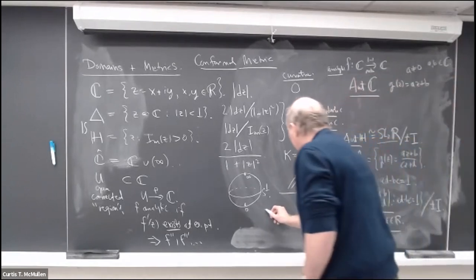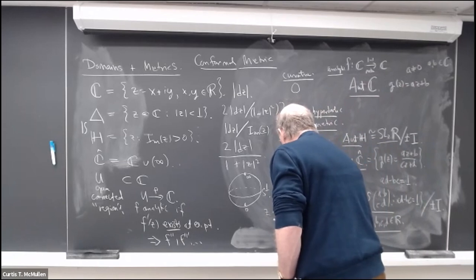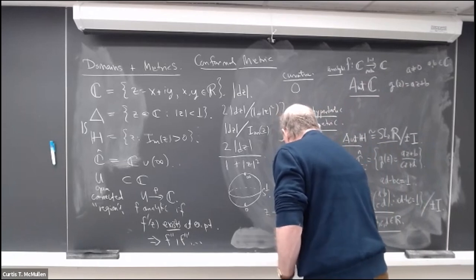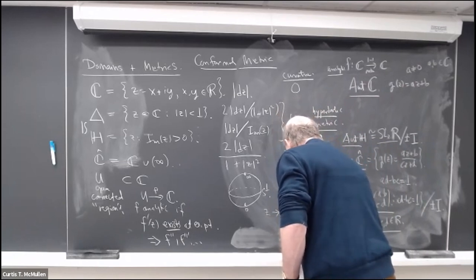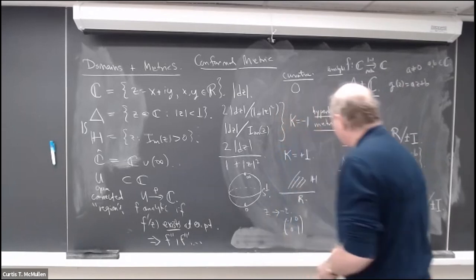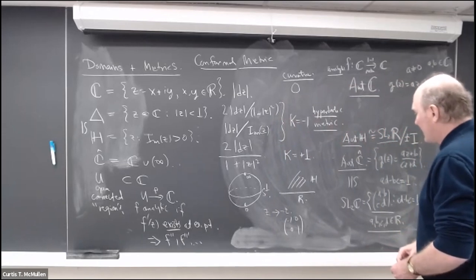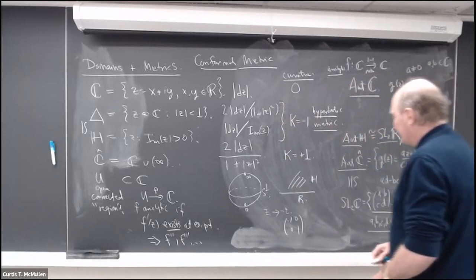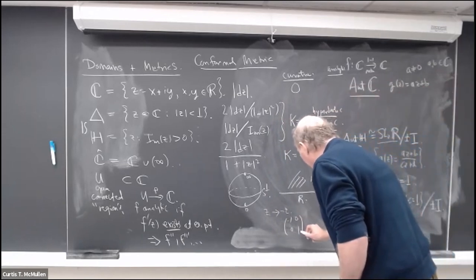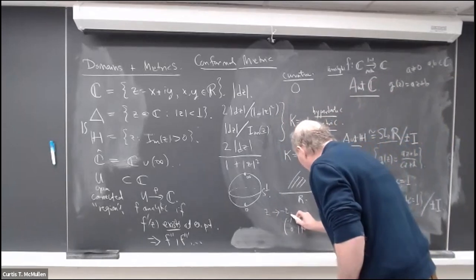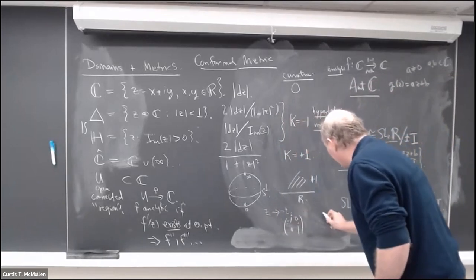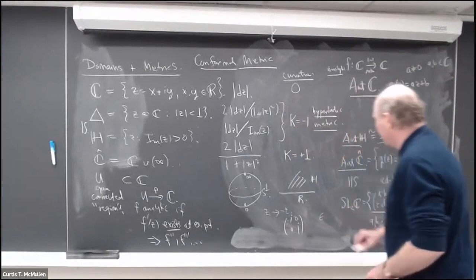For example, Z goes to minus Z has the matrix minus 1, 0, 0, 1, and its determinant is minus 1. If you tried to fix it so that its determinant were 1, you could multiply top and bottom by I. Now it would be an element of SL2C, but it's not an element of SL2R.